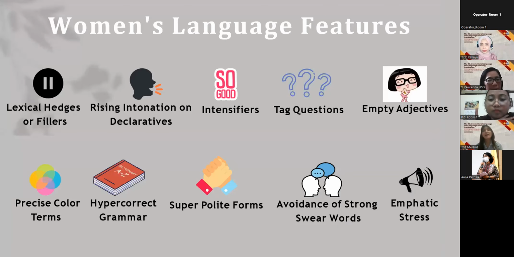Okay, so here are the 10 women's language features. The first one is lexical hedges or fillers. And then I put the symbol here. It means that we give a pause when we are speaking. And then the second one is rising intonation on declaratives. And then intensifiers, the words so, very, like that. Tag questions, empty adjectives, precise color terms, hypercorrect grammar, super polite forms, avoidance of strong swear words, and emphatic stress.